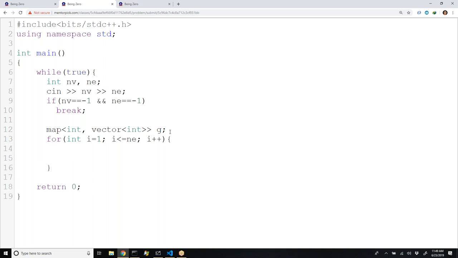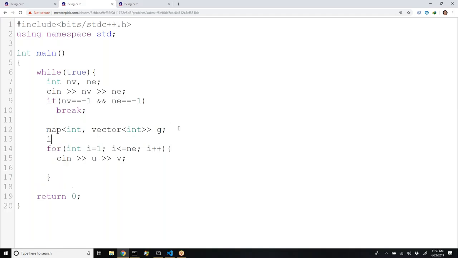Now we have to go and read all the edges one by one, isn't it? So from U to V there is an edge. How do we represent this? G of U. G of U is a vector. Dot push_back value. And if a given graph is undirected, we have to repeat it.